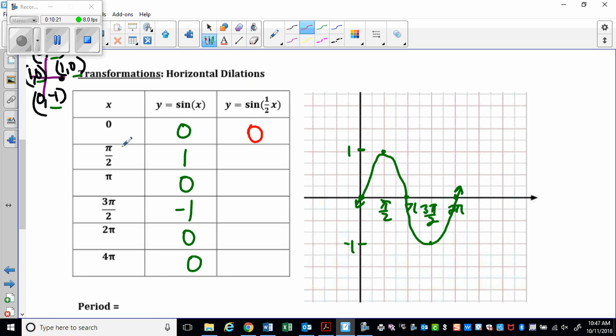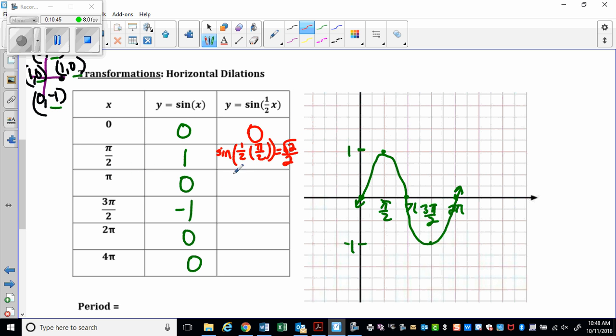Okay. And then when we substitute in pi over 2, this is asking us what is sine at 1/2 times pi over 2. We're substituting in pi over 2. Well, pi over 2 times 1/2, this is now pi over 4. What is sine's value at pi over 4? This is going to be the square root of 2 over 2, right?